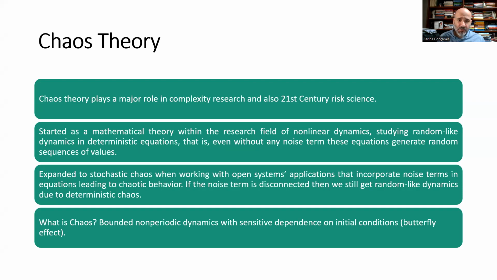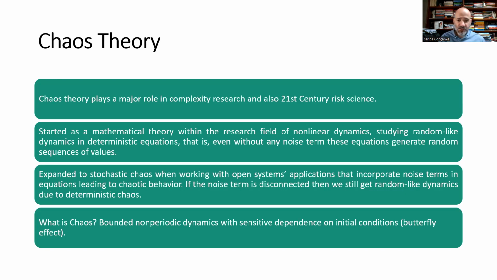So chaos theory plays a major role in complexity research and also in 21st century risk science. It started as a mathematical theory within the research field of nonlinear dynamics and also physics, so it intersected both, studying random-like dynamics in deterministic equations. That is, even without any noise term, these equations generate random sequences of values. Chaos grew from simulations in physics, biology, meteorology, so a diversity of problems, turbulence modeling, and so on, also finance and economics, and the relation between the applications and the theory itself led to this interdisciplinary growth of the theory.